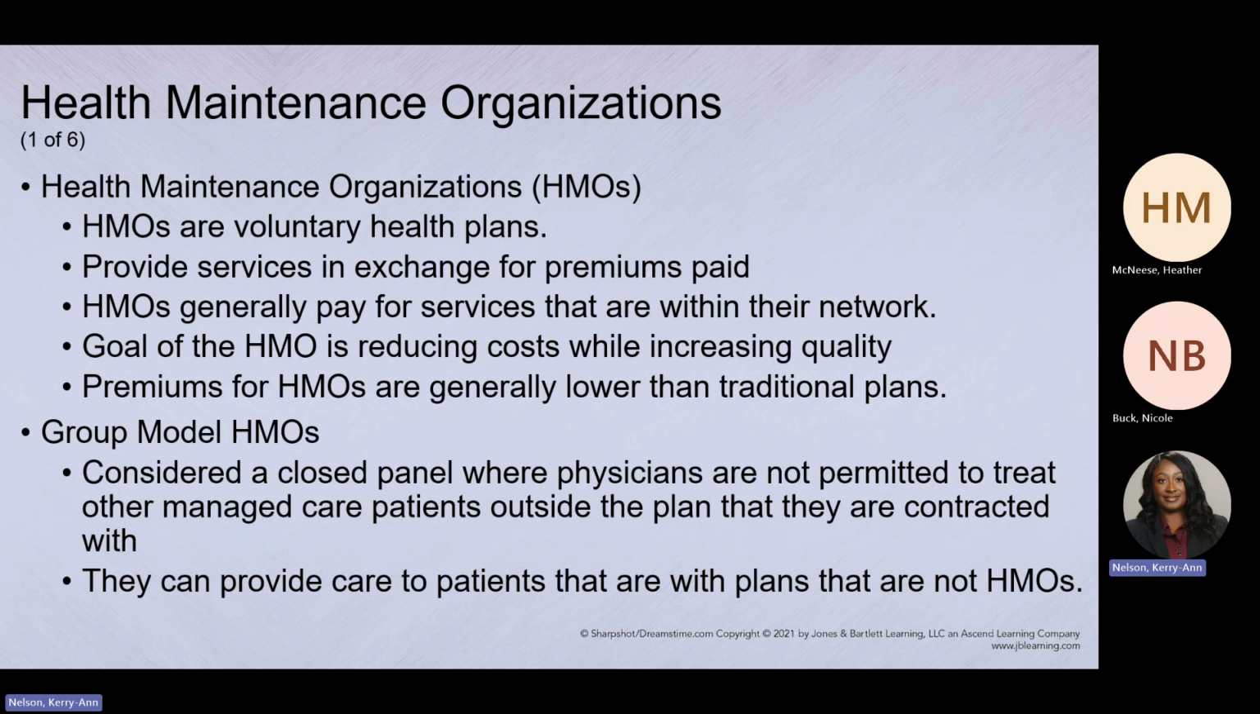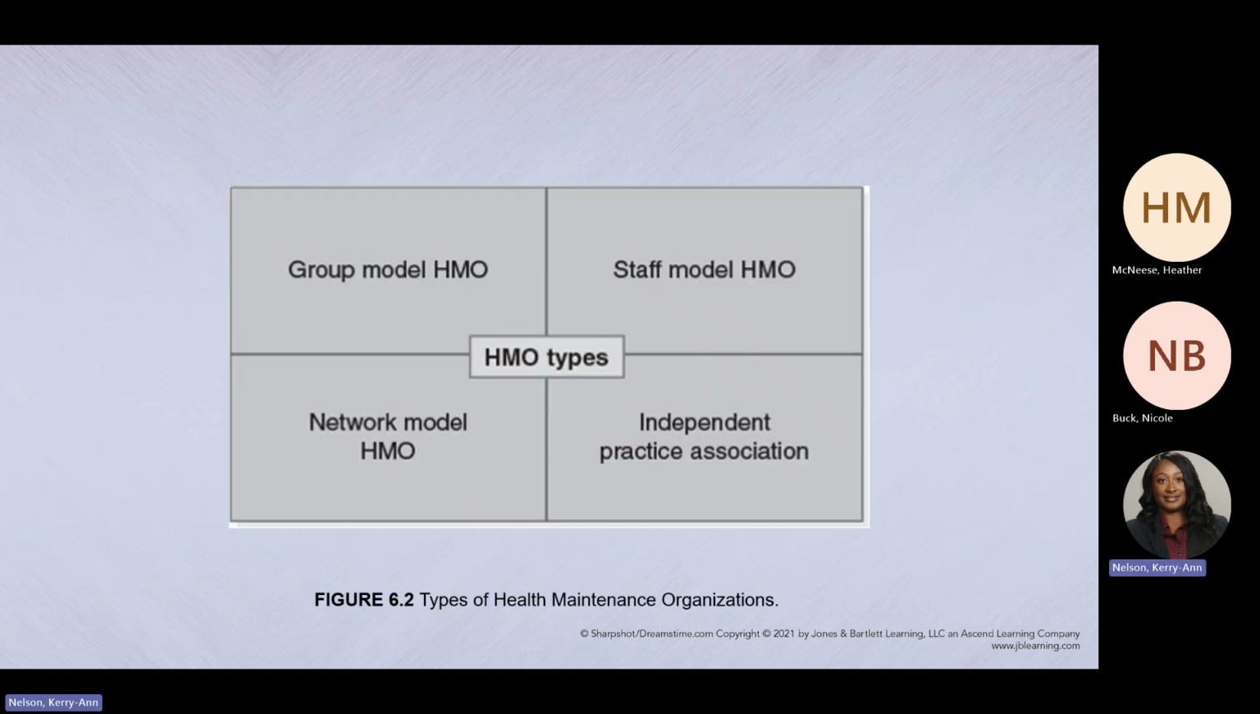There are multiple types of HMOs. There's a group model HMO, and this is considered a closed panel where physicians are not permitted to treat other managed care patients outside the plan that they are contracted with. They can provide care to patients that are with plans that are not HMOs. And here we do have a visual of the different HMO plans: group model HMO, staff model HMO, independent practice association, and network model HMOs.